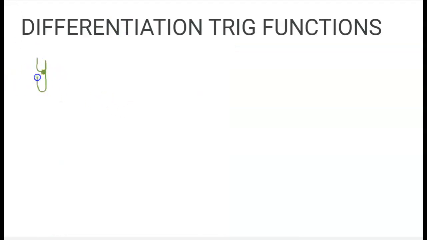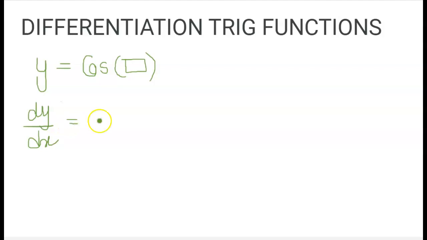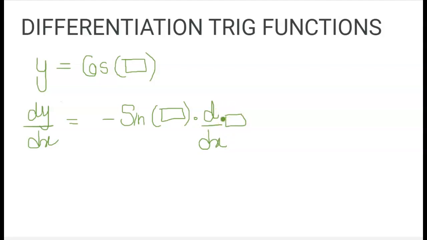So let's say I got y equals the cos of a box. The differential dy over dx, the differential of cos is actually a minus sine of a box, dot differential of a box. Yeah, so exactly kind of the same formula, but here it's a negative sign, not positive, negative. For example, let's have a look at the example here.